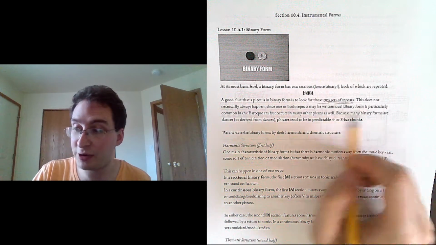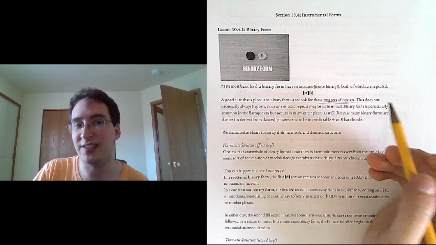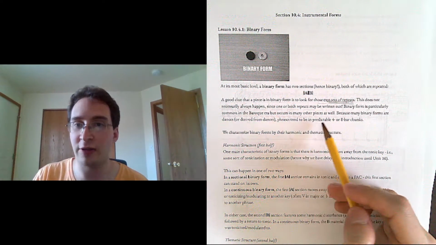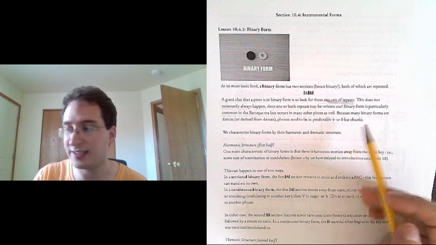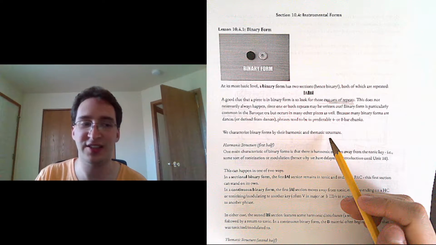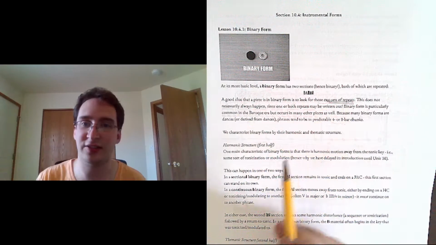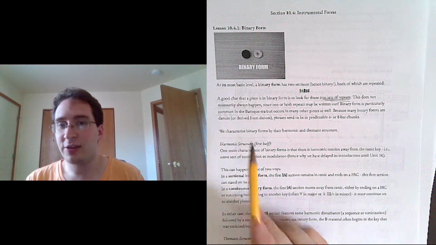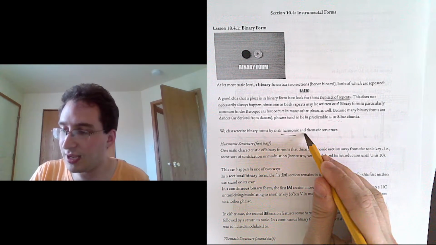Speaking of the Baroque era, binary form is particularly common there. A lot of dances in the Baroque era tended to be in binary form, which is also why a lot of them tend to be in 4, 8, 16 bar chunks, because you want dances to have predictable phrase lengths. The ways that we analyze binary form are harmonically and thematically.